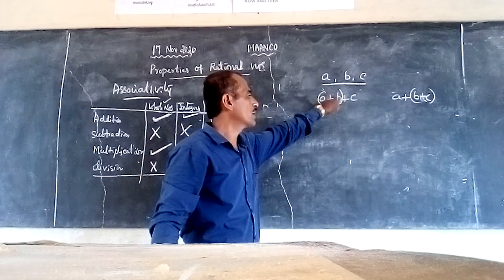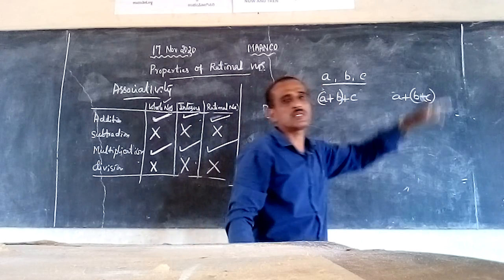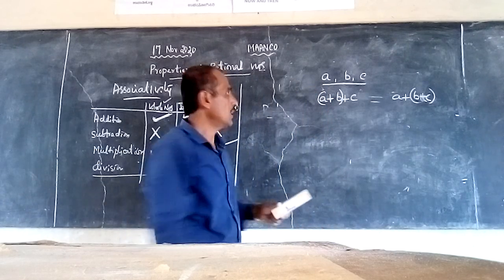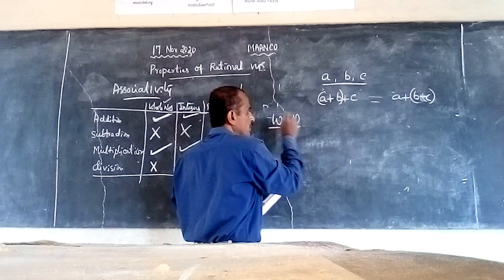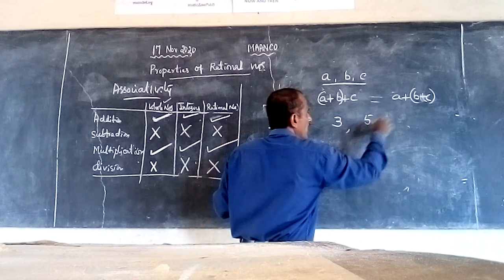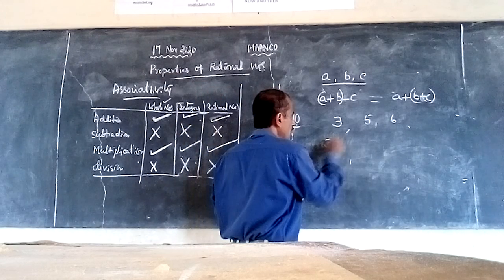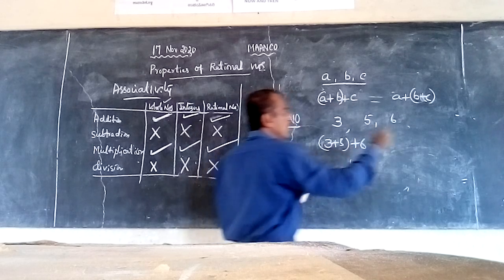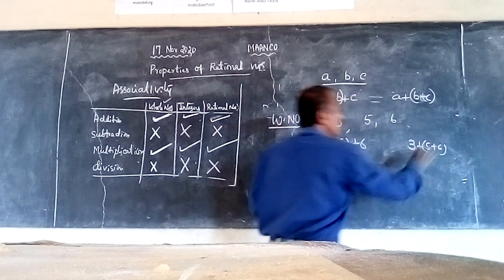(A plus B) plus C, and A plus (B plus C). Whether it is equal or not, you have to check. Let us check it for whole numbers. Let us take three whole numbers, 3, 5 and 6. Let us check that one. 3 plus 5 plus 6, whether it is equal to 3 plus (5 plus 6). Whether it is equal or not.